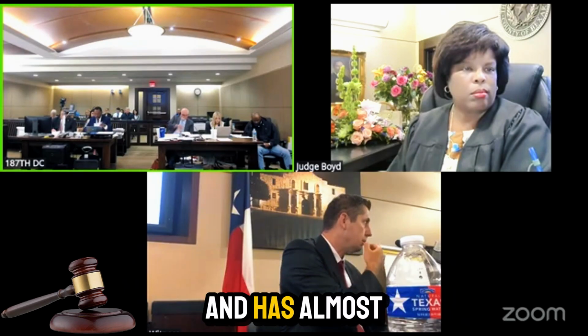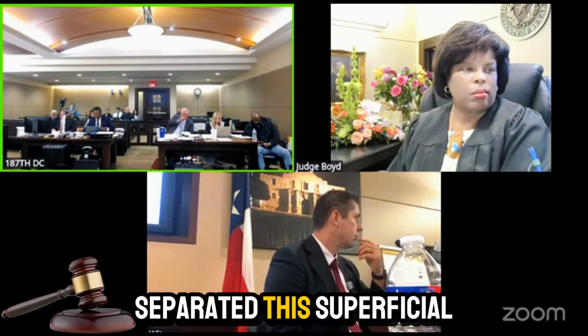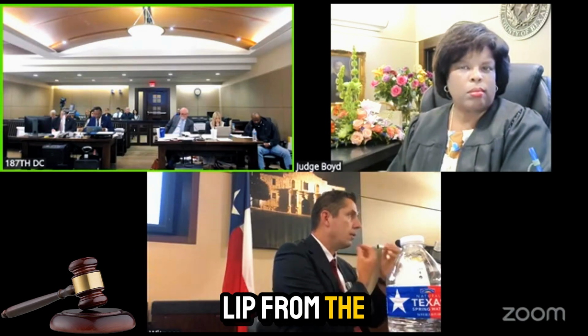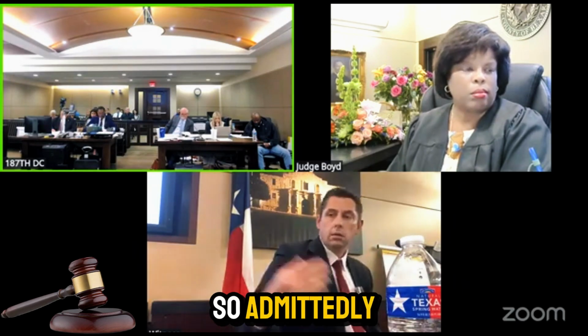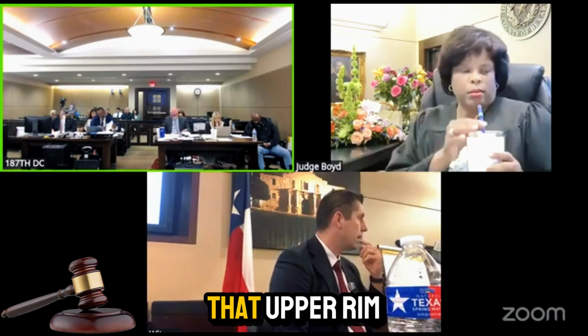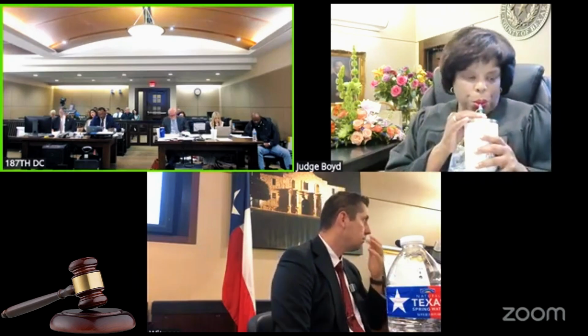entirely through the lip and has almost separated this superficial most layer of her lip from the rest of her lip. So admittedly, it does look like a tongue in this photograph, but it is simply that upper rim of her lips.